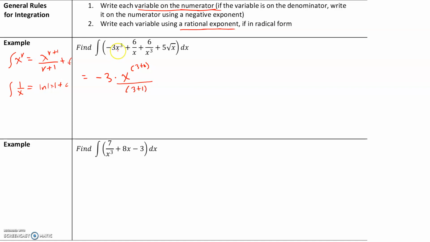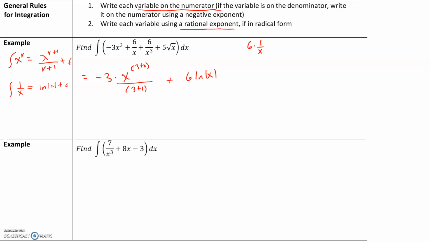Okay, so this one, it's in the form of x to the r. So the antiderivative of that is going to be x to the r plus 1. 3 plus 1 is 4 divided by r plus 1, which is 3 plus 1. Plus, now the 6 over x, I'm going to split this up as 6 times 1 over x. And we know that the antiderivative of 1 over x is ln absolute value of x plus c. So this is going to be 6 times the natural log of absolute value of x.